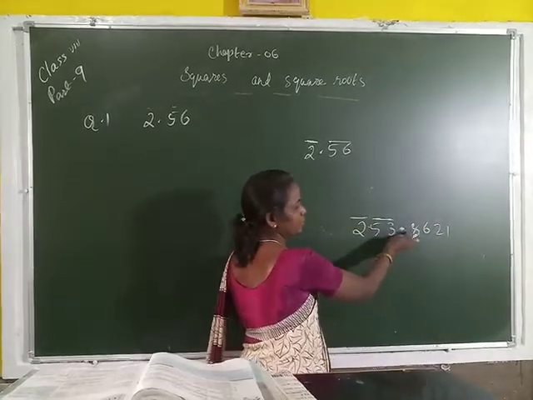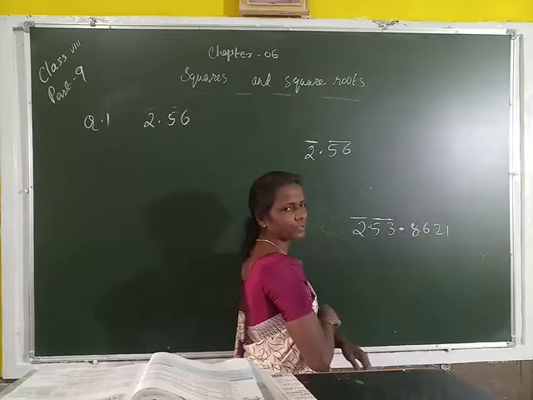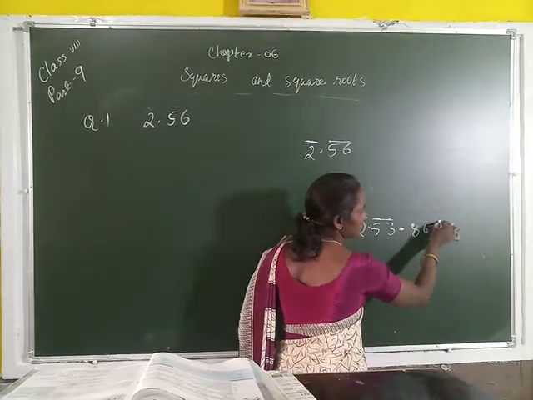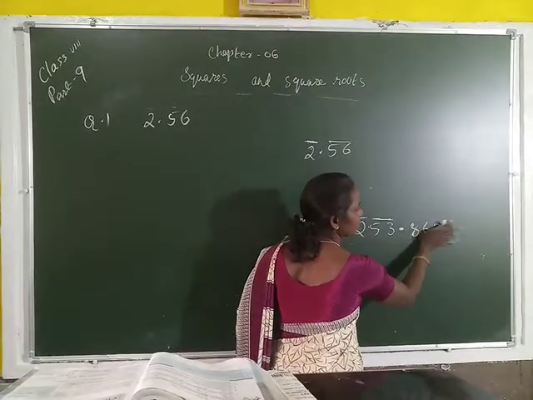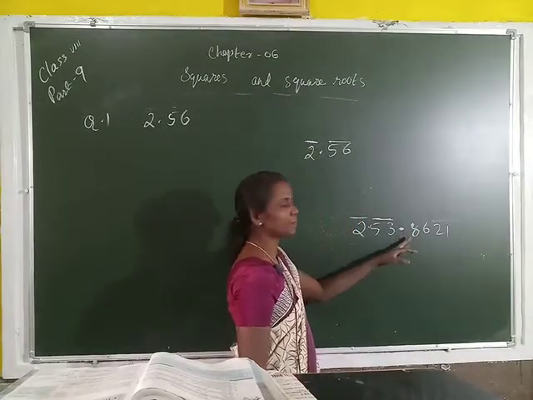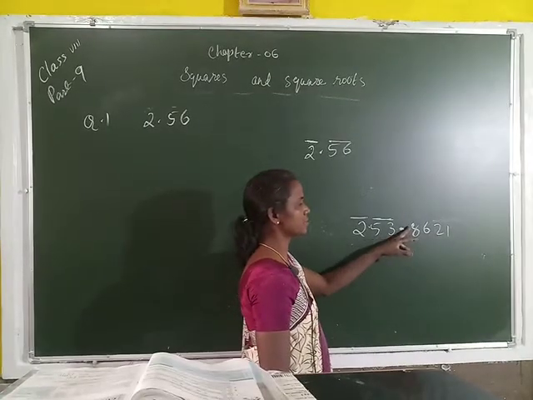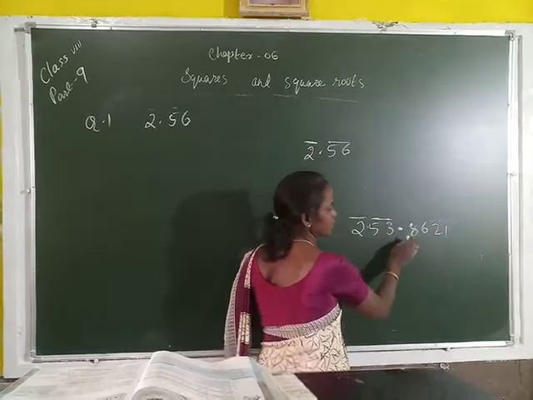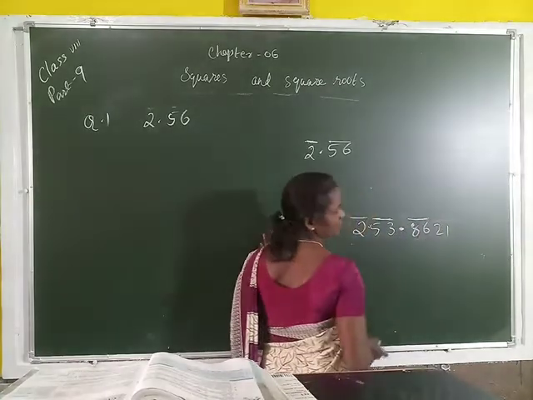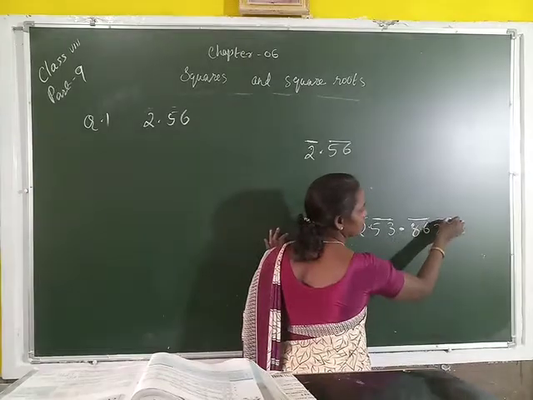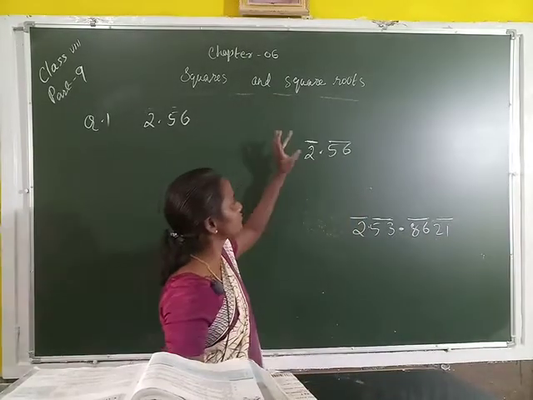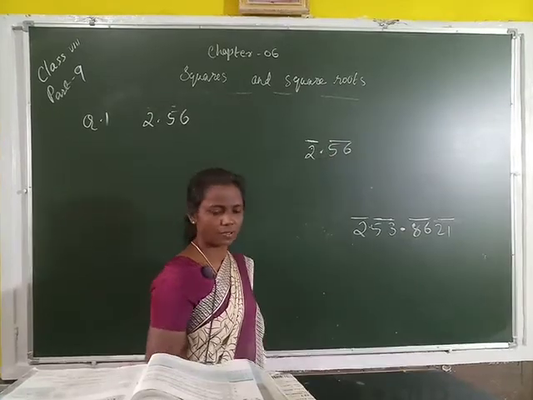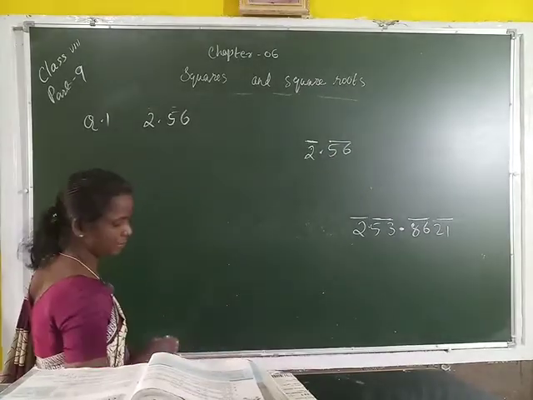Then next, look at 0.8621. Where do we start this bar? We start the bar from the first decimal place of the decimal number. Here the first decimal place is 8, meaning the tenth place. So we start from here. Is it clear? Same here also, 200.56, we also put a bar.